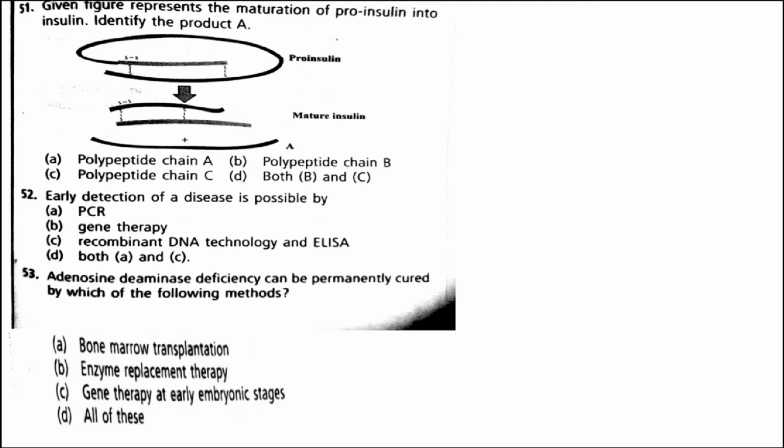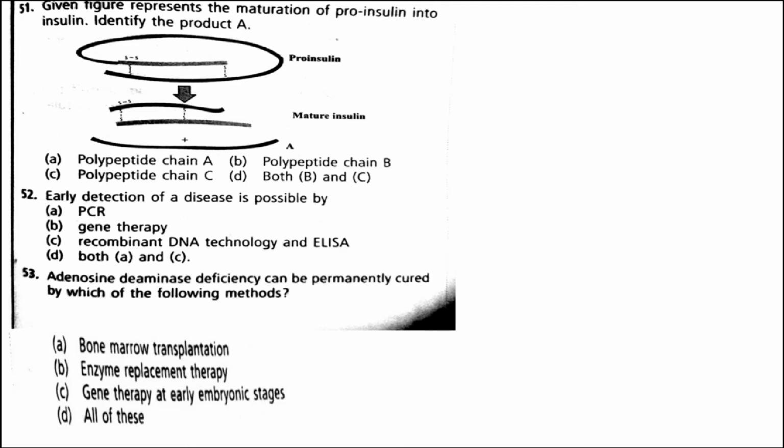Next, early detection of a disease is possible by option A, PCR, B, gene therapy, C, recombinant DNA technology and ELISA, and option D, both A and C. And the answer is option D. Using conventional methods of diagnosis, serum, urine analysis, etc., early detection is not possible. Recombinant DNA technology, polymerase chain reaction or PCR, and enzyme-linked immunosorbent assay or ELISA are some of the techniques that serve the purpose of early diagnosis.